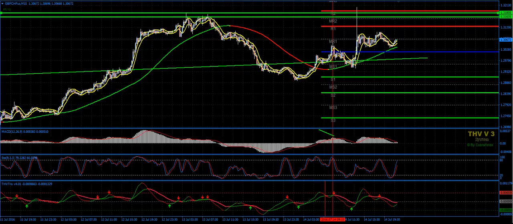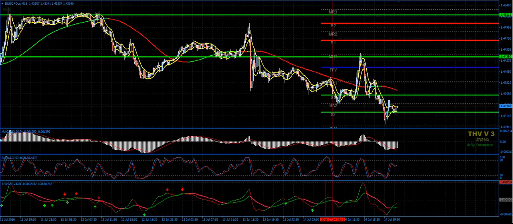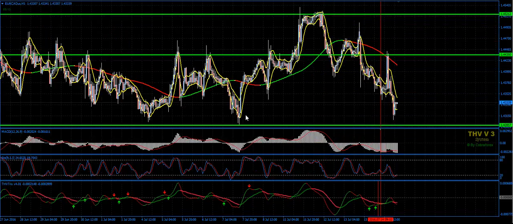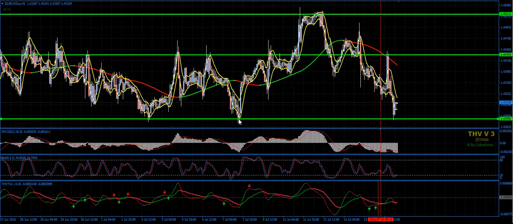The next one is the one that's set up in the New York session. This is the Euro Cad setup H1. Again, I had mentioned this trade setup last night before I went to bed.